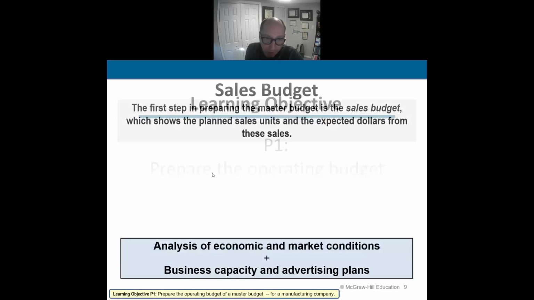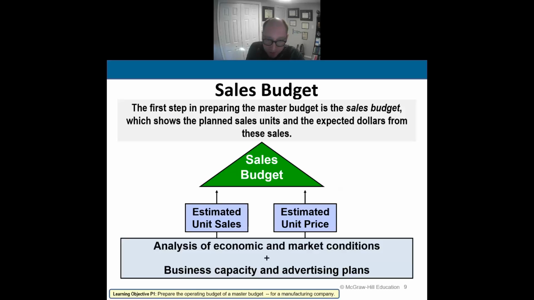So I want to show you what that looks like for a manufacturing company. And so we'll go through each of those components of the master budget one at a time. The first and foremost is the sales budget.